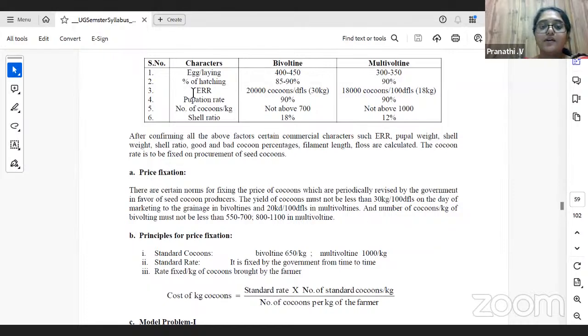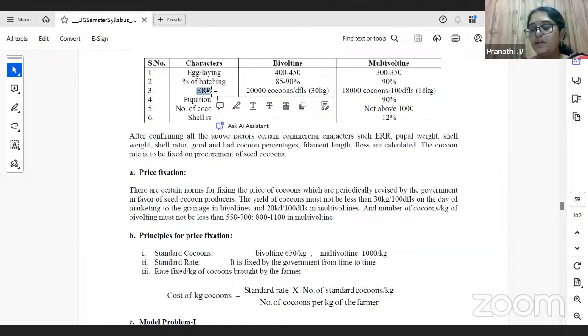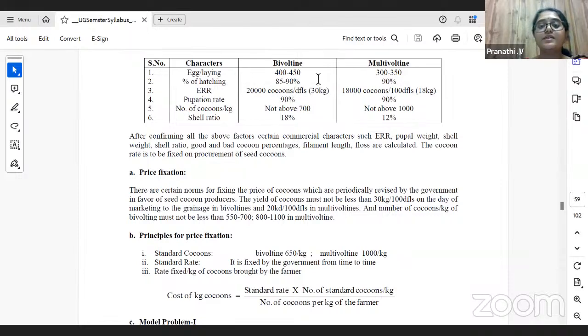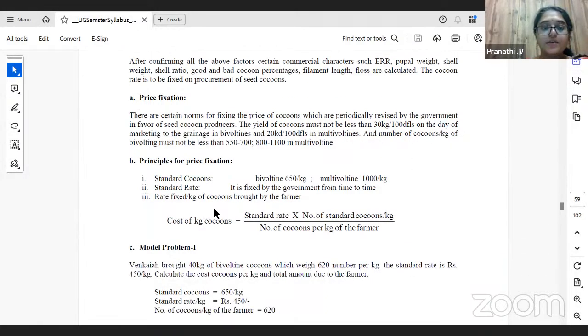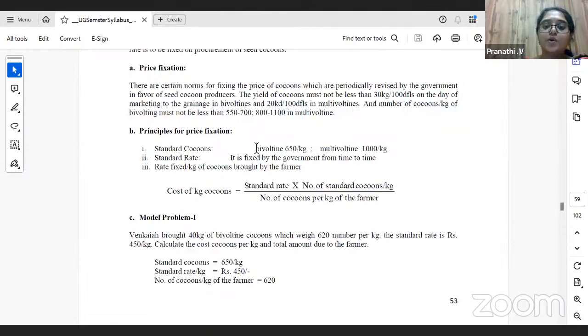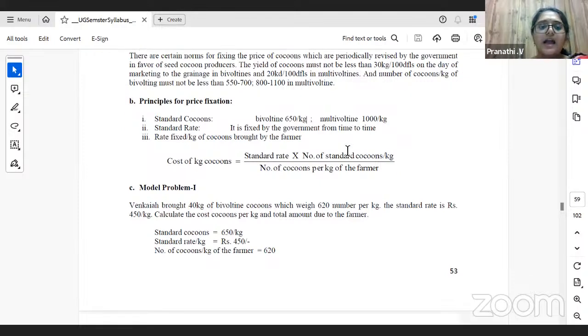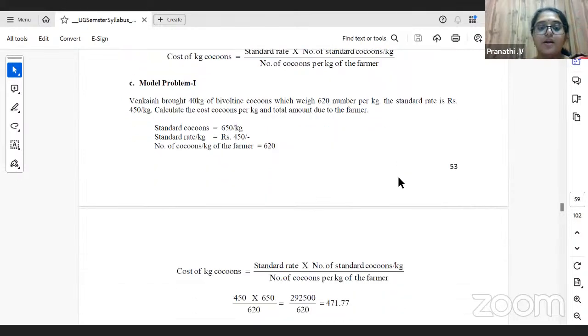So your effective rate of rearing is one important thing. That is when you get around 20,000 cocoons per DFL, which is around 30 kilos, and this is around 18 kilos. So the principles for price fixation include standard cocoons: bivoltine 650 per kilo, multivoltine 1000 per kilo. This is a standard rate fixed by the government from time to time. And the cost of a kilogram of cocoon is the standard rate into the number of standard cocoons per kilo, divided by the number of cocoons per kilogram of the farmer.